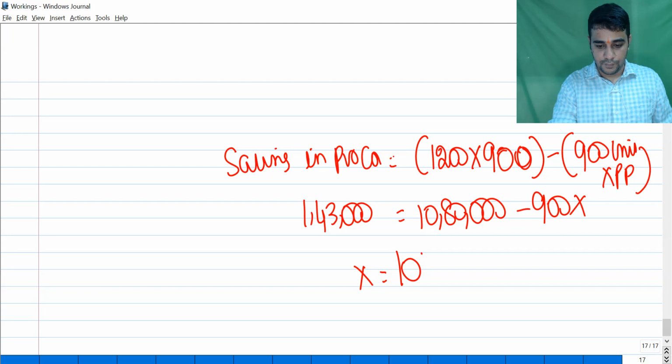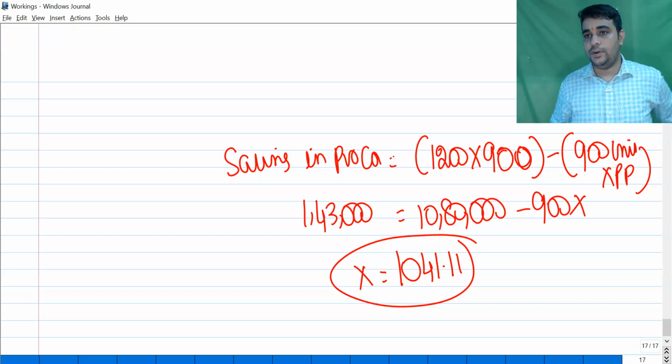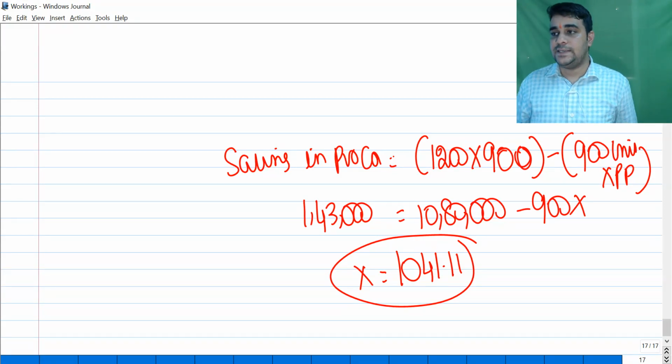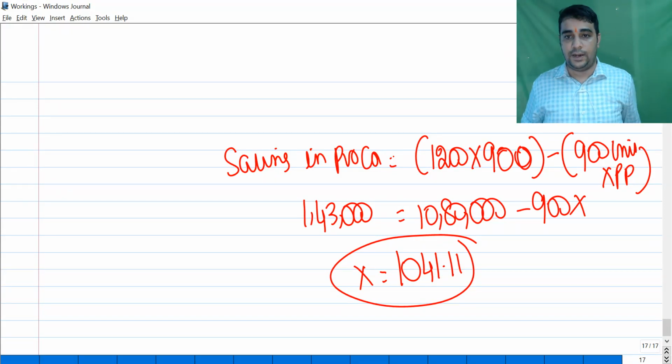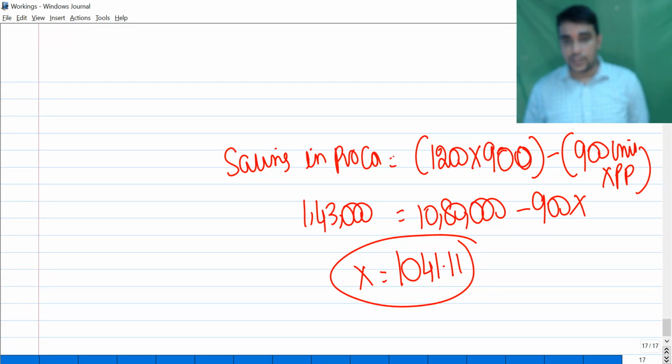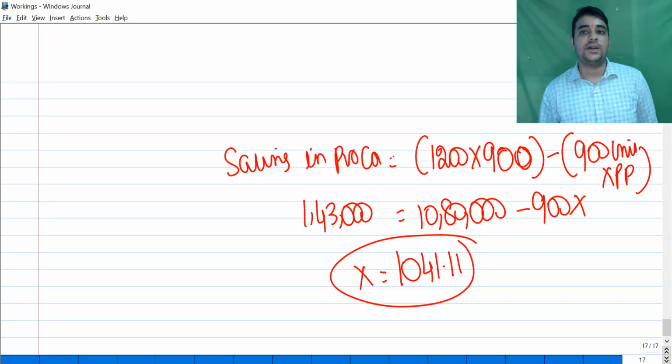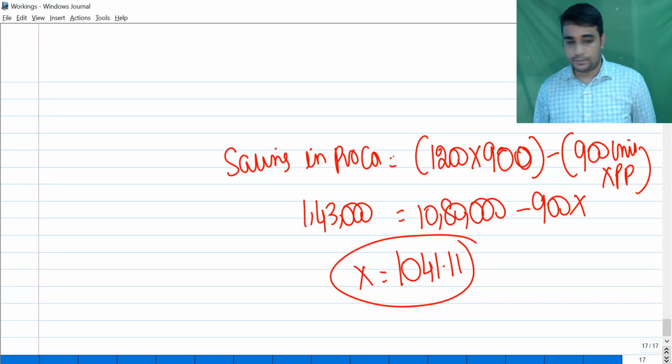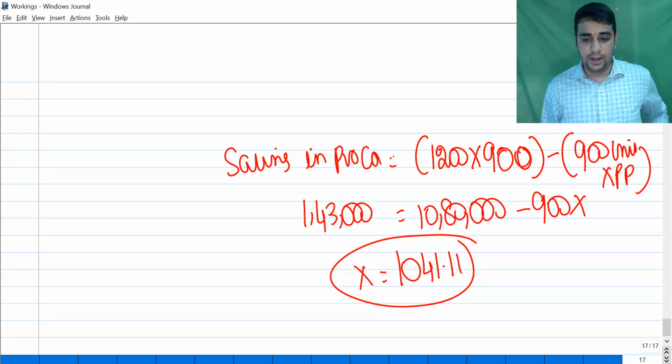10 point. So if the external purchase price can be 1041 rather than that 1050 given in the question, then I'll be okay to go ahead with the subassembly option. I'll be okay to go ahead with the subassembly option if it can be 1041.11. Clear? Any doubts on this part?